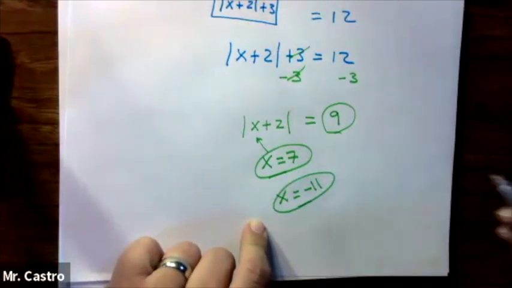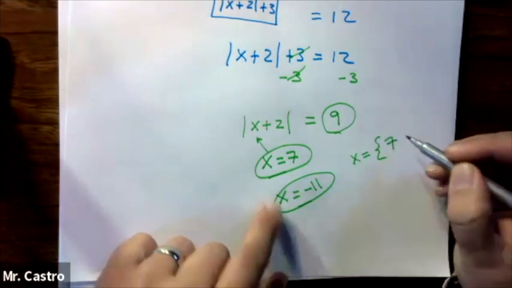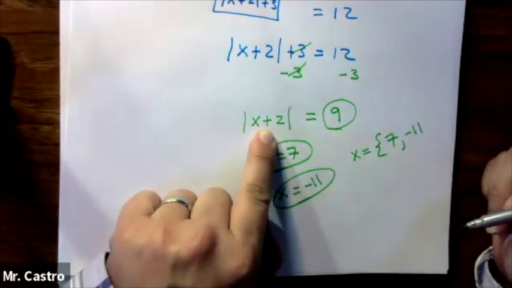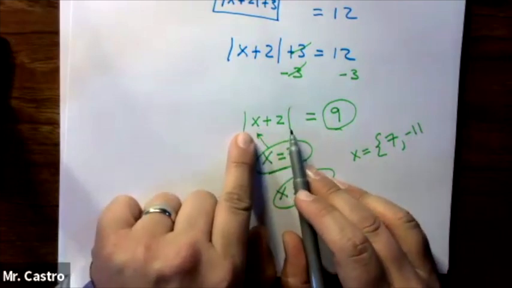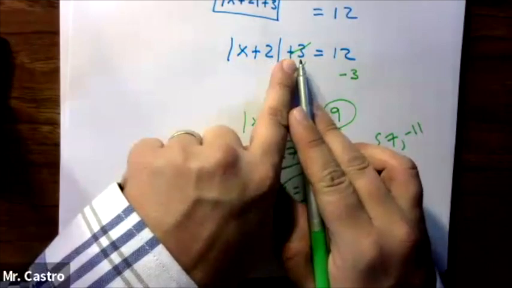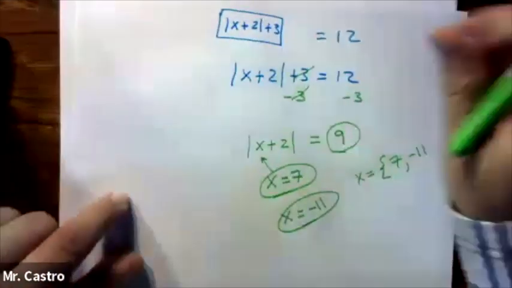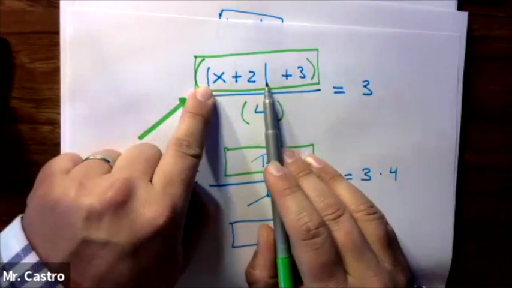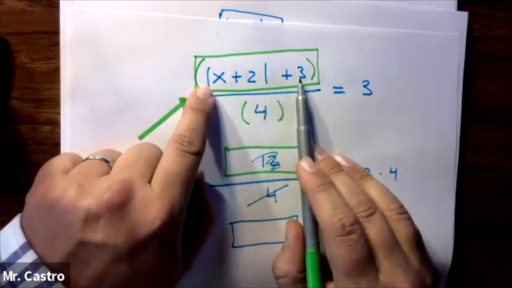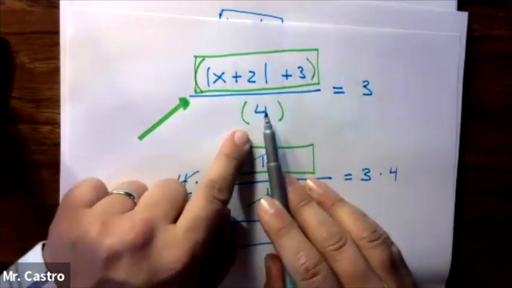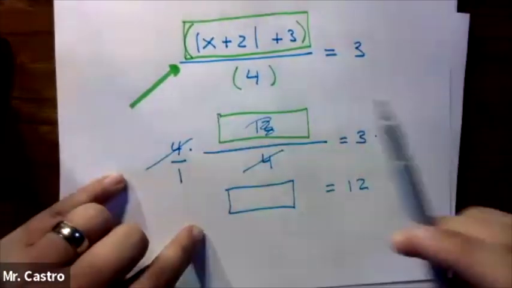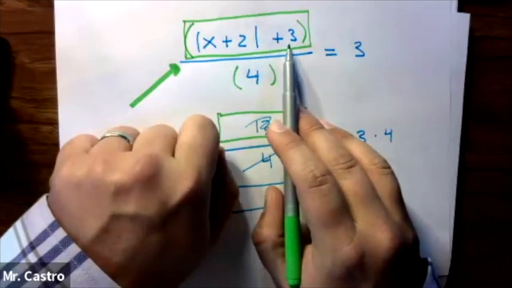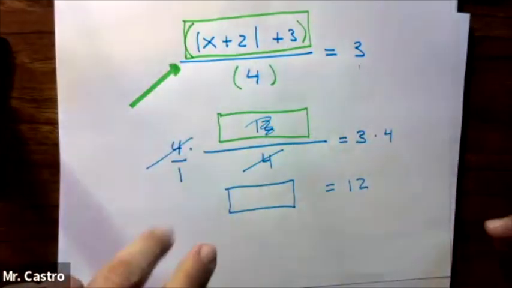And that's kind of looking at it logically. X can be 7, absolute value 9, or negative 11. Negative 11 plus 2 is negative 9. All right, absolute value of negative 9 is 9. So if we have 9 here plus 3, that gives me 12. So if we go back to our original, let's look at our original here. All right. Negative 11 plus 2, that's a negative 9. Absolute value of negative 9 is 9. 9 plus 3 is 12. And then 12 divided by 4 is 3. So that works. Then my other number, 7. 7 plus 2 is 9. Absolute value is 9. 9 plus 3 is 12. 12 divided by 4 is 3. So we're good there.